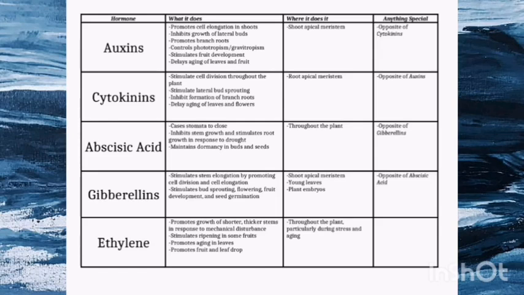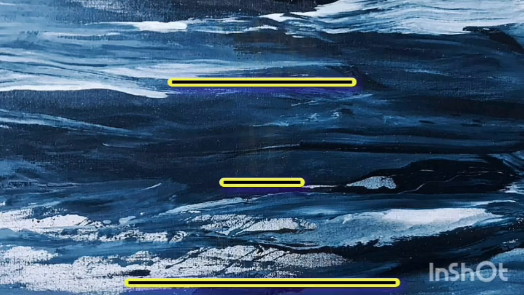Other important hormones. Gibberellins promote stem and fruit growth. Cytokinins promote cell division. Abscisic acid, ABA, the growth inhibitor, promotes wilting and dormancy, closing the stomata in stress.